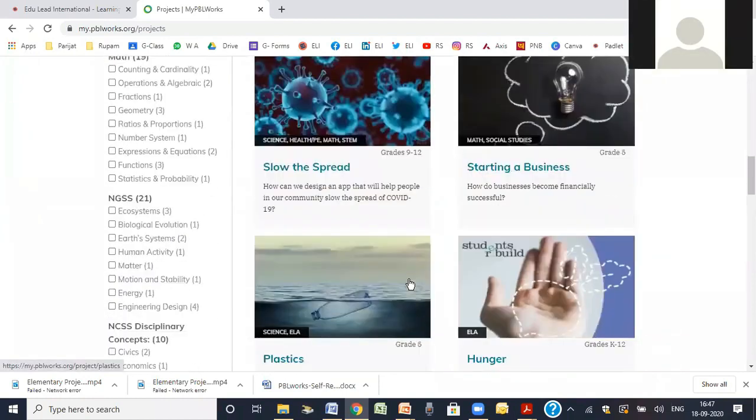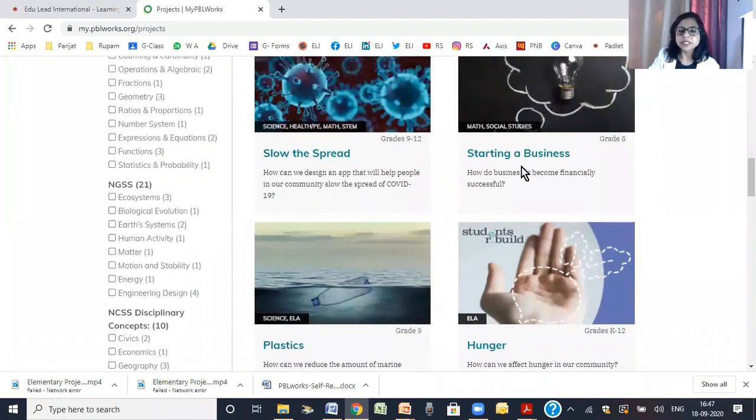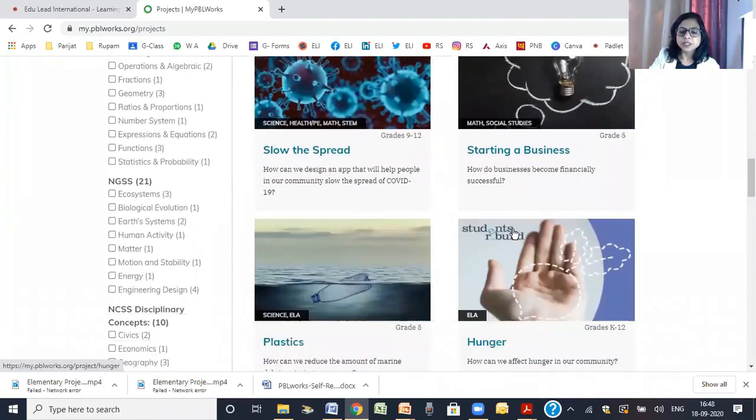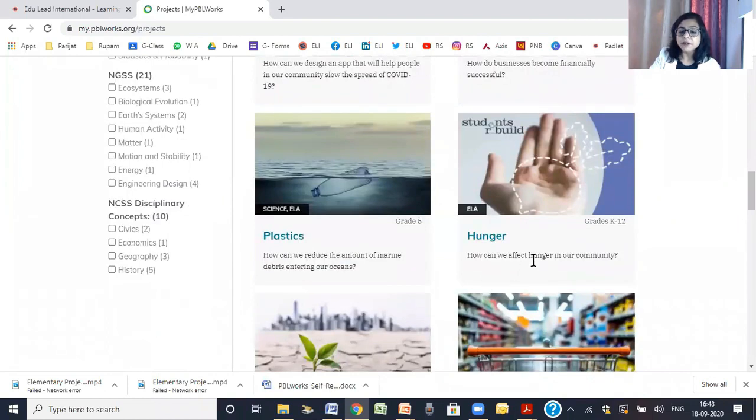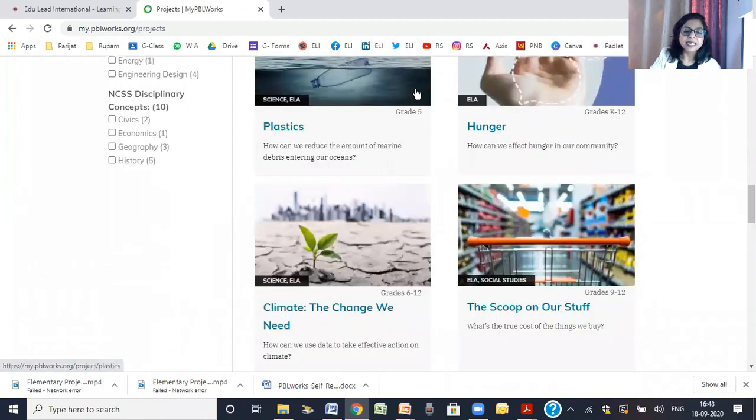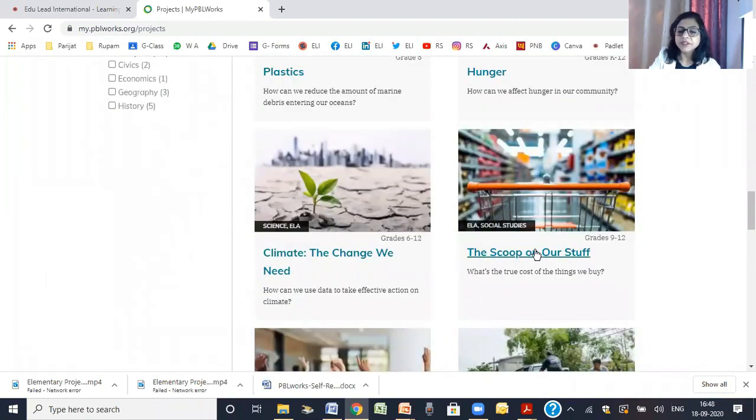And then Shrinking Our Footprints, that's science and maths together. Changing the World, One Poem at a Time, English language teaching. Now I'll take you through any one of these. If you see Starting a Business, it's maths and social science together. How Can We Affect Hunger in Our Community? Language teaching. Plastics, science and language teaching. In fact, language comes everywhere, right?